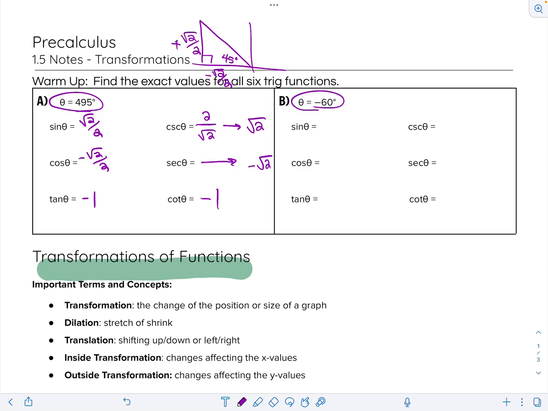Part B, the negative 60, that's going to be in quadrant 2, and that's going to be a 1/2 over and negative radical 3 over 2 down. So my sine is negative radical 3 over 2, also known as the y-coordinate. The cosine is the x-coordinate, 1/2.